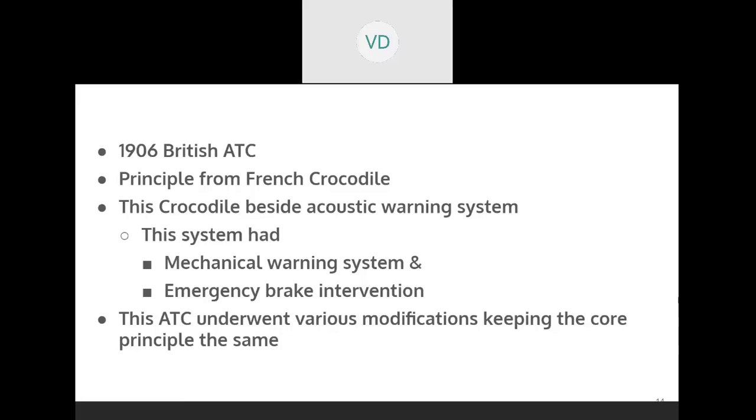So in 1906, after the invention of crocodile, the British system came up. All it did was, it is much similar to this. There is a mechanical warning and also an emergency brake. The first crocodile only gave a warning. This had an emergency brake intervention also, the British system had. So if the driver does not acknowledge this for limited time of 5 seconds or 4 seconds, it will apply the emergency brake. Most of the ATCs underwent various modifications, keeping the core principles same.